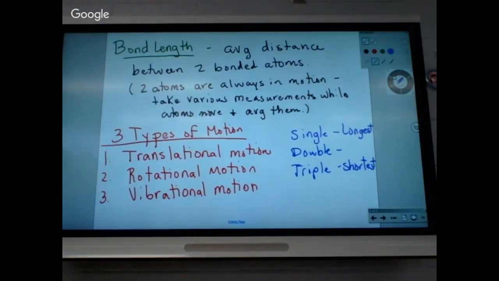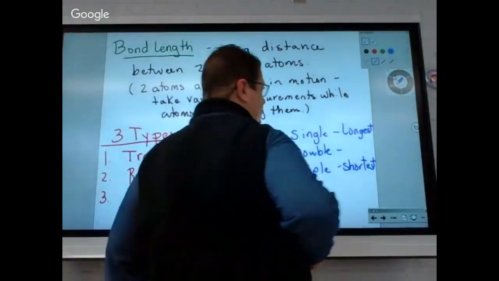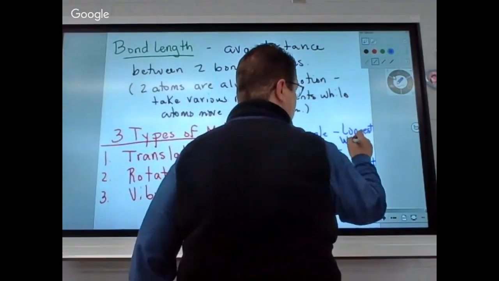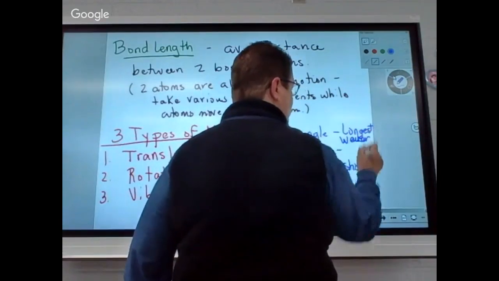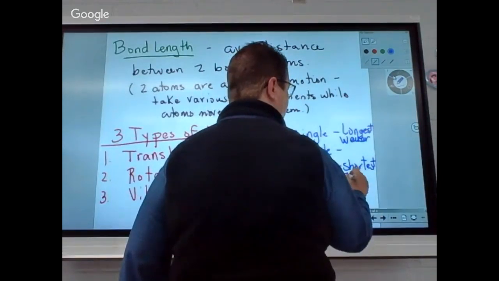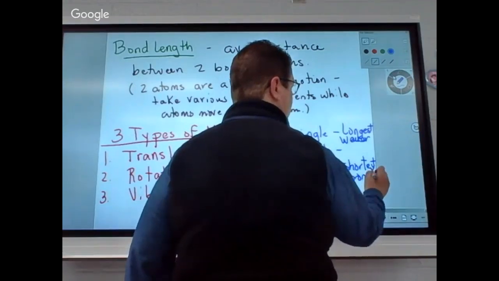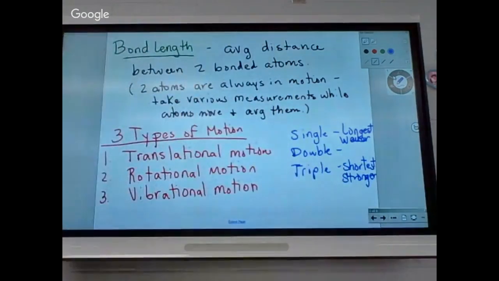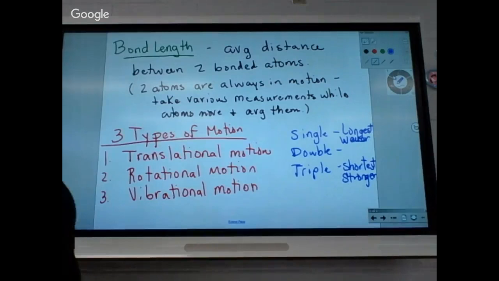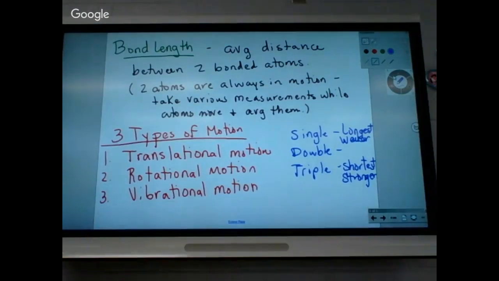All right, so the longer something is, the weaker it is. So the shorter it is, the stronger it is. Does that make sense? The shorter it is, generally speaking, the stronger it's going to be. Now, stick it on my desk. Come back in.